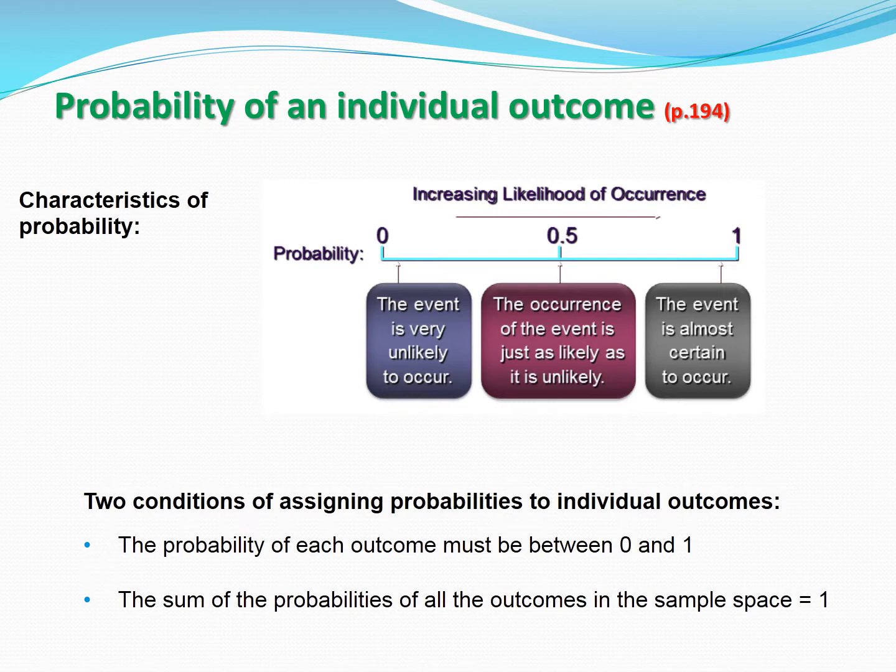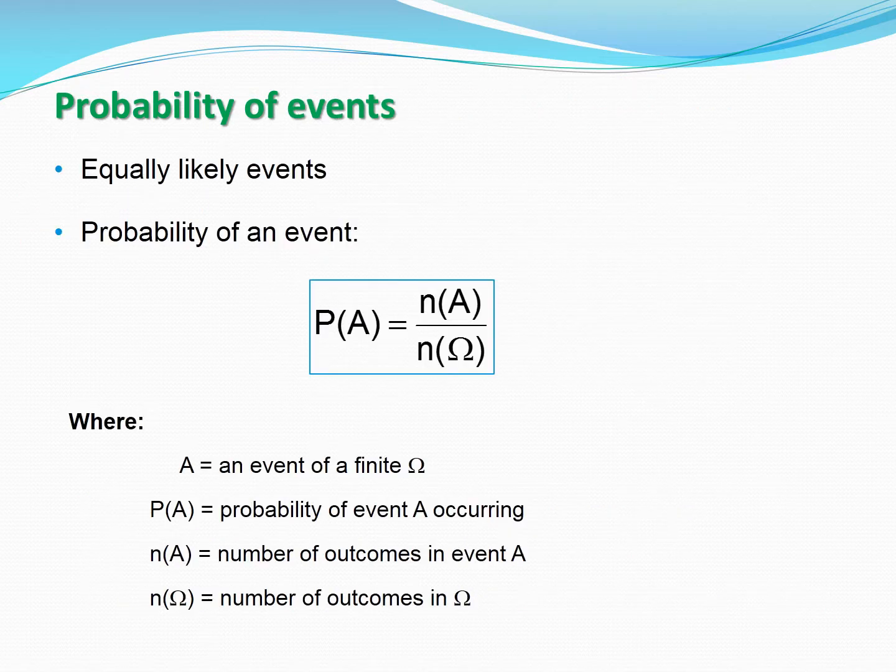Okay, so for example, if you toss a coin, the probability that you will get a head is 0.5. The probability that you will get a tail is also 0.5. So if you add the probabilities of all those outcomes, it will be equal to 1. Usually we work with equally likely events. That means that each outcome has the same chance of occurring in your sample space.